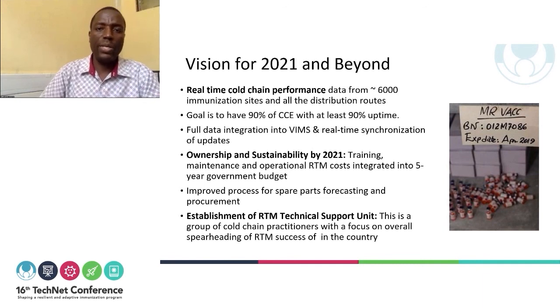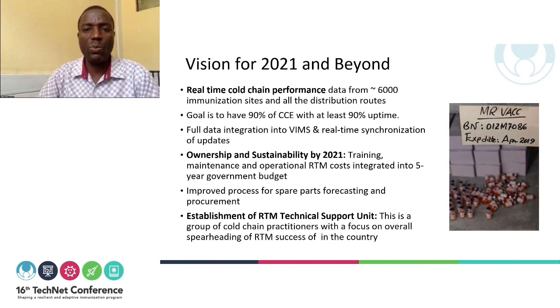So in the country, as I've said, by 2021 we're expected to scale up over 6,000 cold trace devices. Our intention is that 90% of our cold chain equipment have temperatures recorded within 2 to 8 degrees centigrade. That means the uptime to be over 90%. We are also proceeding with the integration of the dashboards from cold trace and VIMS in order to have real-time synchronization and updates.